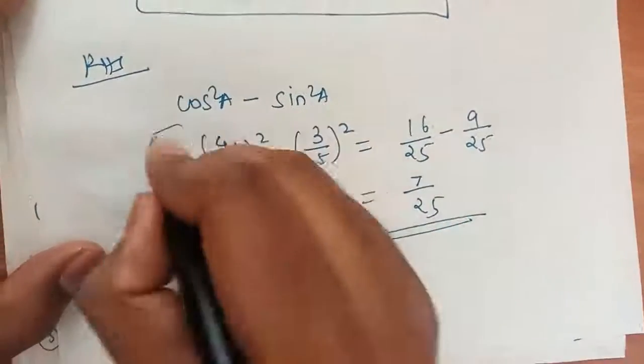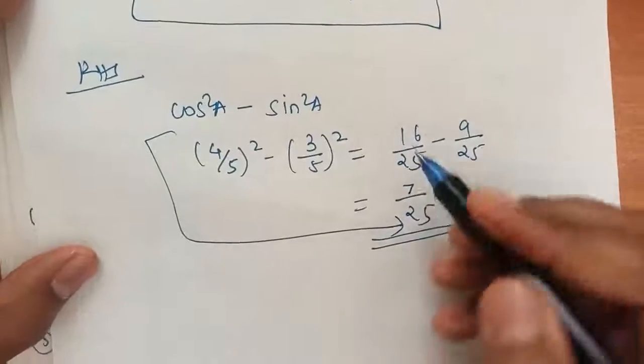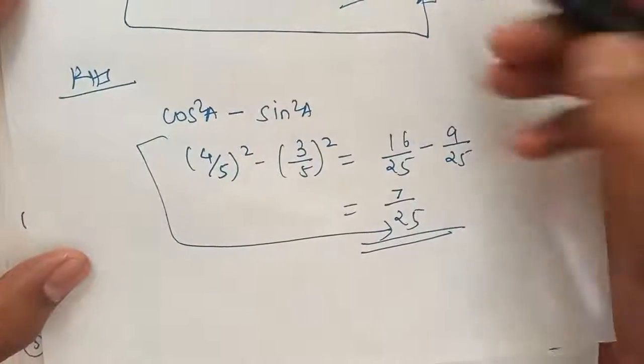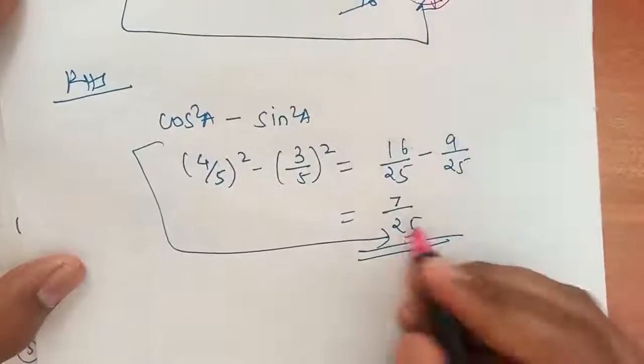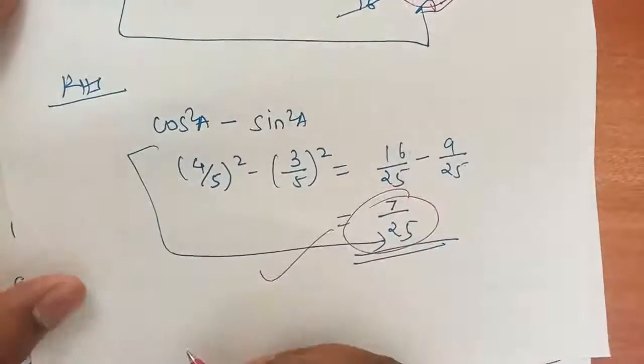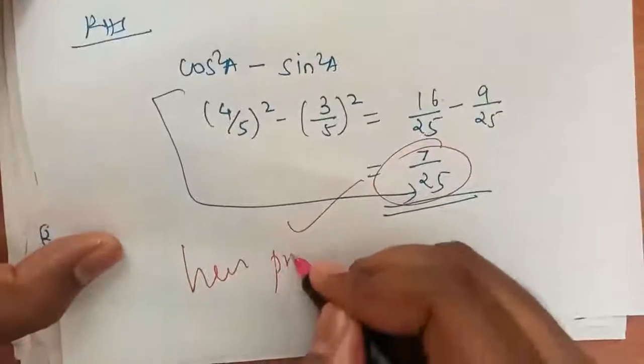So again I got this value also 7 upon 25. So from here this is LHS. LHS value also 7 by 25. RHS value also 7 by 25. Hence proved.